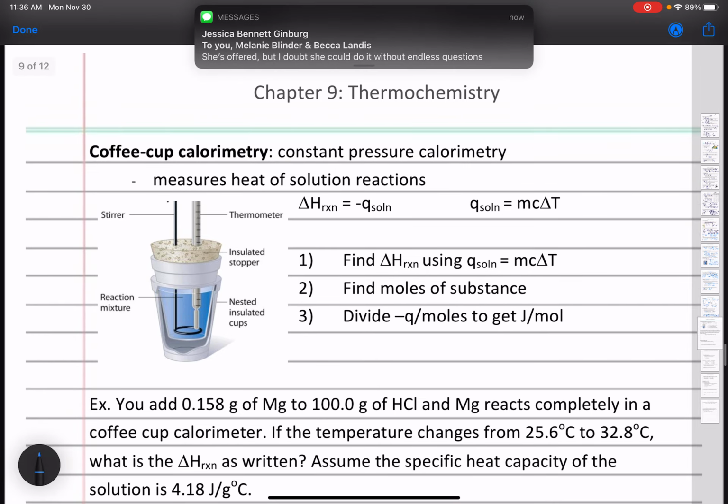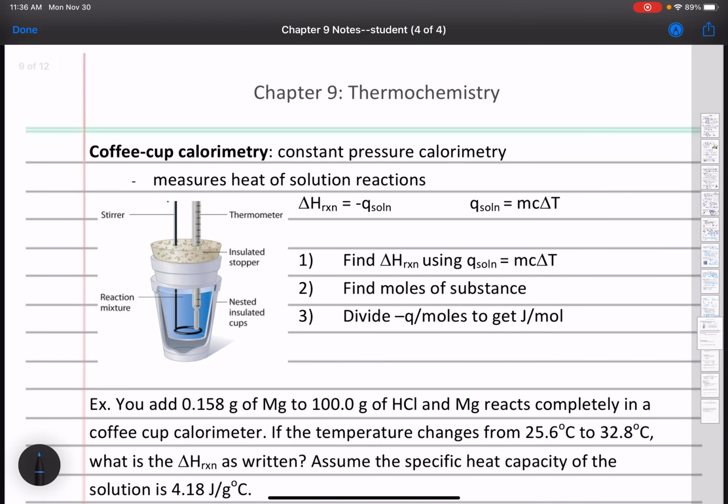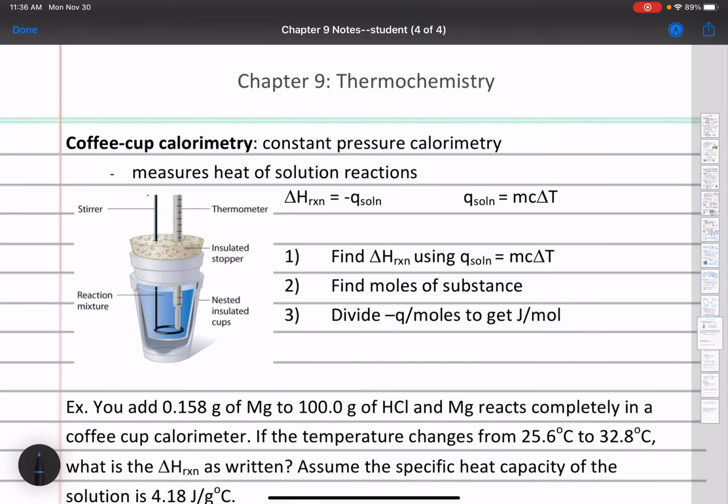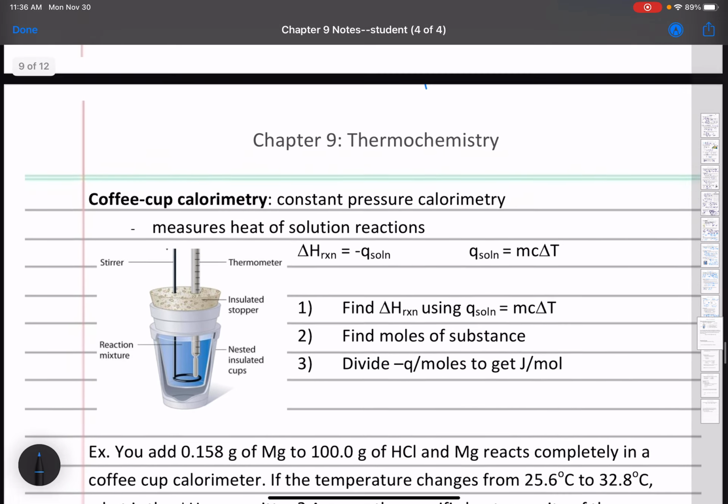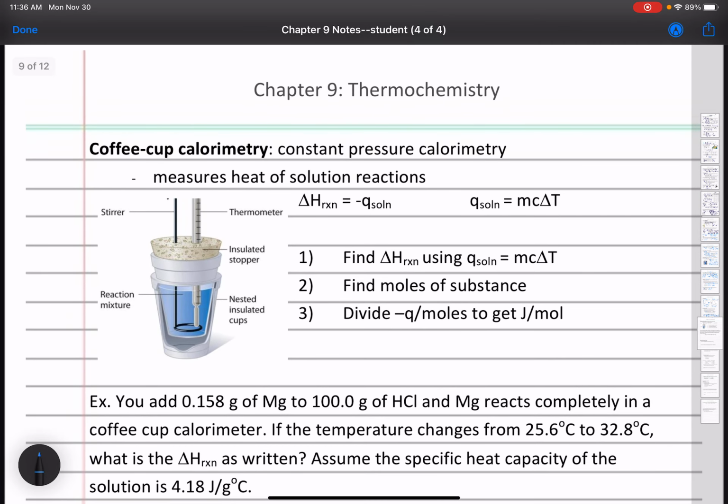All right, so coffee cup calorimetry is very similar in problem solving. So what does a coffee cup calorimeter look like? It's called a coffee cup calorimeter because you can make it using styrofoam coffee cups. Styrofoam coffee cups are well insulated, so a lot of heat is not lost through the styrofoam. It stays in the water inside the calorimeter.